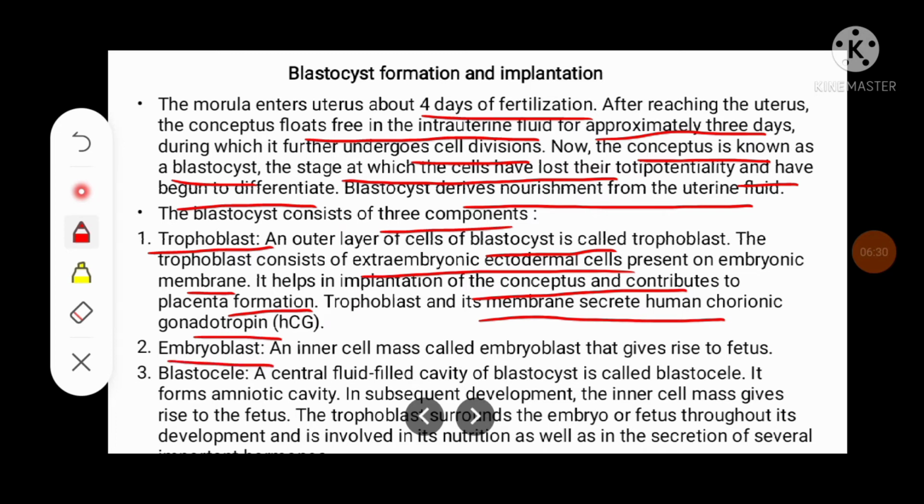Embryoblast. An inner cell mass is called the embryoblast that gives rise to the fetus. Then blastocele, a central fluid filled cavity of the blastocyst, is called the blastocele. It forms the amniotic cavity. In subsequent development, the inner cell mass gives rise to the fetus. The trophoblast surrounds the embryo or fetus throughout its development and is involved in its nutrition as well as in the secretion of several hormones.